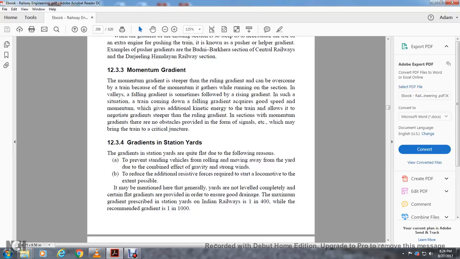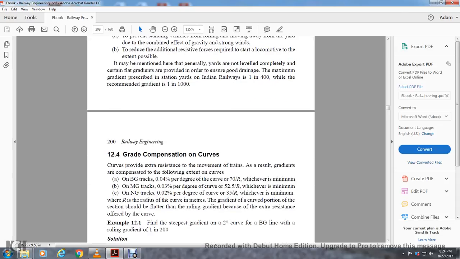12.3.4. The gradient in station yards. Gradients in station yards are quite flat for the following reasons: to prevent standing vehicles from rolling and moving away from the yard due to the combined effect of gravity and strong winds, and to reduce the additional resistive force required to start the locomotive to the extent possible. It may be mentioned that the yards are generally not leveled completely. Certain flat gradients are provided to ensure good drainage. The maximum gradient prescribed in station yards on Indian Railways is 1 in 400, while the recommended gradient is 1 in 1,000.